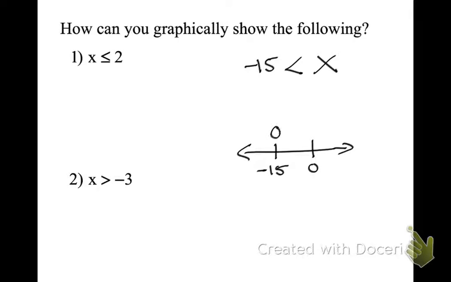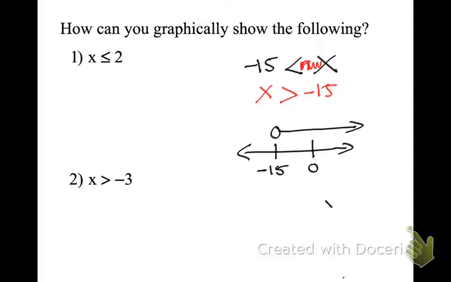Open. Open circle. Now, what I want you to do is rewrite it so we always read from the variable first. Okay, I'm going to write the variable over here. What is X next to, the greater than or the less than? So you're going to say X is greater than negative 15. Now you're going to graph it. X is bigger than negative 15. So I go all the way over here in the greater than.